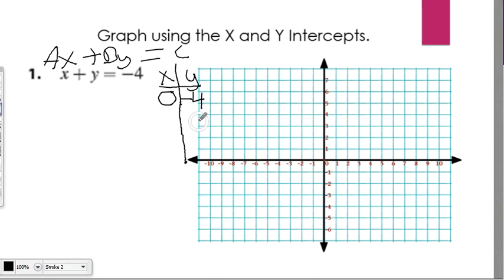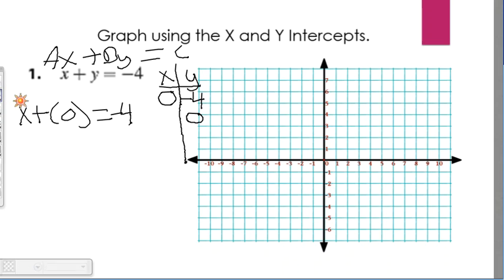Now let's let our y be 0 and solve for our x. So if we take this equation, we write it just like it is, except for instead of the y, we plug in 0. When our y is 0, our x will equal -4. Okay, so now our next step is to graph the line using the x and y intercepts.